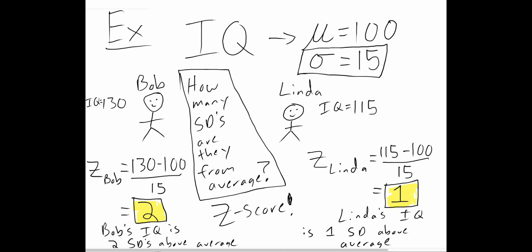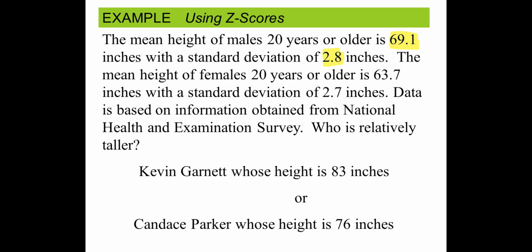So both of these numbers right here, this 2 and 1, are both z-scores. So here's an example of a fairly typical wordy problem from this book, for better or for worse. So let's read this.